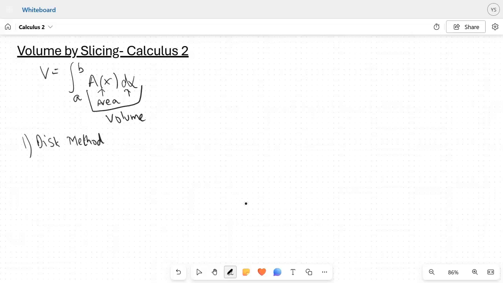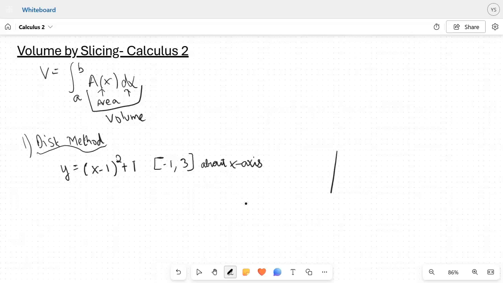Okay, so let's have a look what this disk method actually looks like. Okay, so let's say y equals (x minus 1) squared plus 1 from point -1 to 3. And we are going to do this about the x-axis. We're going to rotate it around the x-axis.